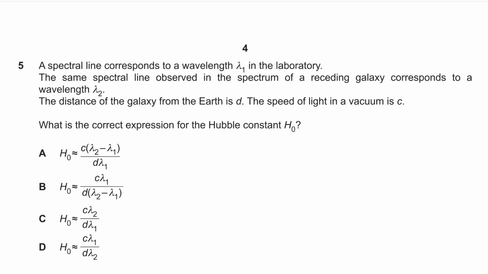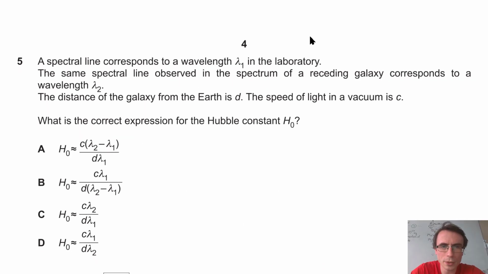Question 5. We have a spectral line corresponding to a wavelength lambda 1 in the laboratory. The same spectral line observed in the spectrum of a receding galaxy corresponds to another wavelength lambda 2. The distance from the galaxy is d, the speed of light in a vacuum is c. What is the correct expression for the Hubble constant h0? Okay, well, we have one equation for Hubble's constant, and that is that v is equal to h0, Hubble's constant, multiplied by the distance.